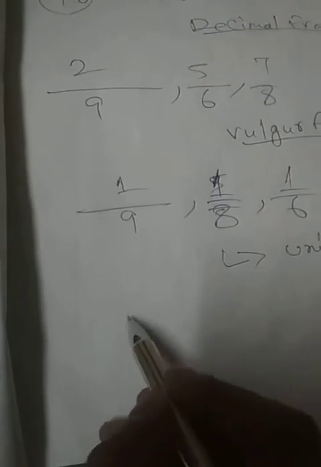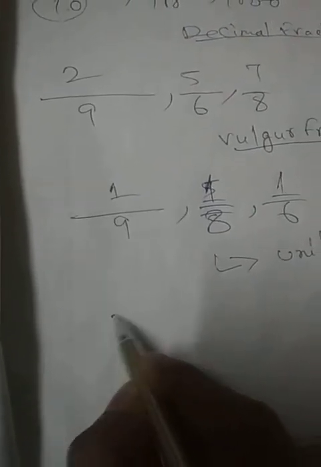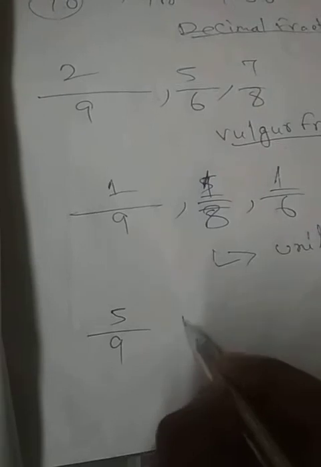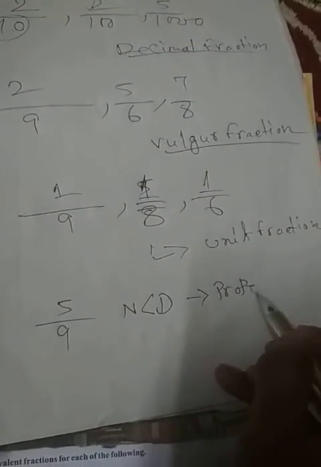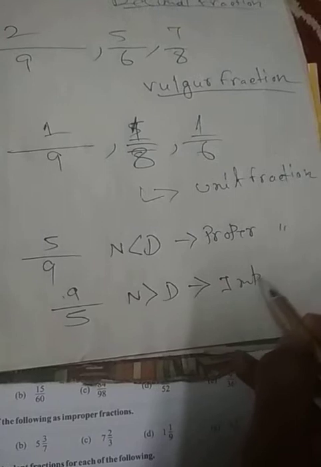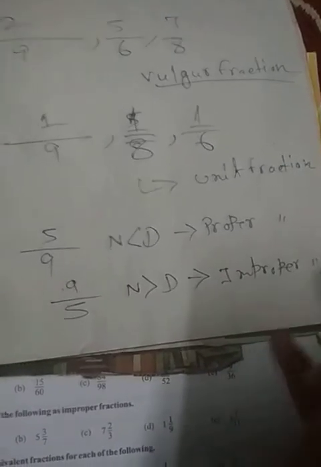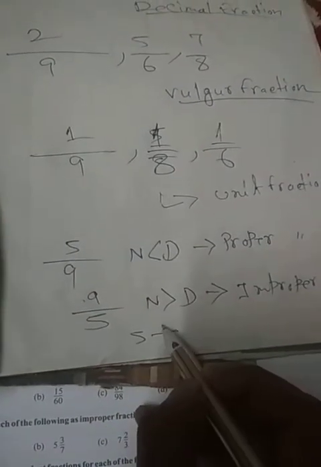There are other fractions like proper fraction, 5 by 9. If the numerator is less than the denominator, then that is known as a proper fraction. If the numerator is greater than the denominator, then that is an improper fraction. If there is a fraction like 5 complete 9 by 10, this is known as a mixed fraction.